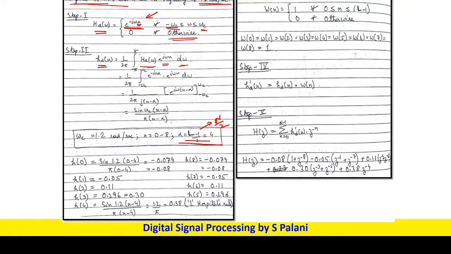Now these limits, what are these limits? This would be minus omega c to omega c. So you see, we have changed it. Was this H_d(omega)? H_d(omega) is nothing but what we have defined as e to the power minus j omega alpha multiplied by e to the power j omega n d omega, and if you simplify that, you will get something like this.